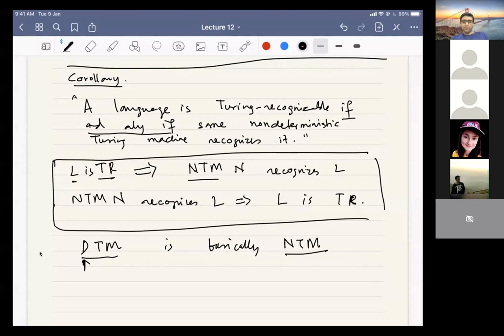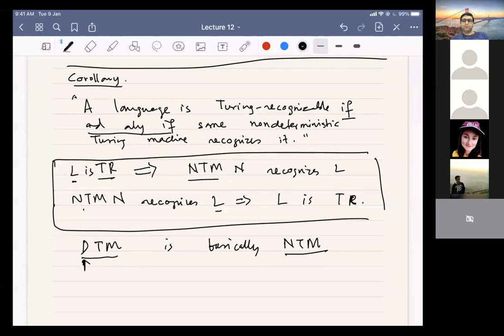The second direction says that an NTM recognizes L. So if some non-deterministic Turing machine recognizes L, then we know that every non-deterministic Turing machine has an equivalent deterministic Turing machine, right? So there must be some machine M which will also recognize L, and that's why L is Turing recognizable. So the proof is very simple.